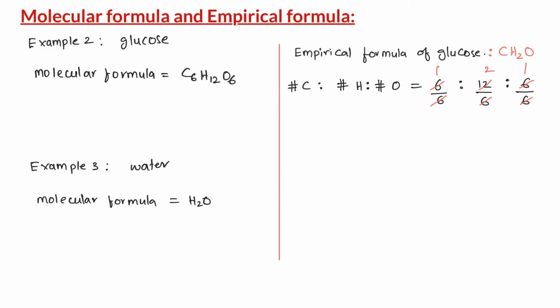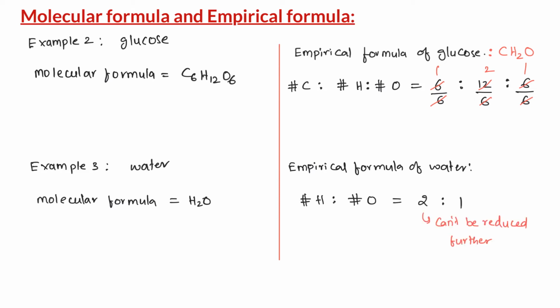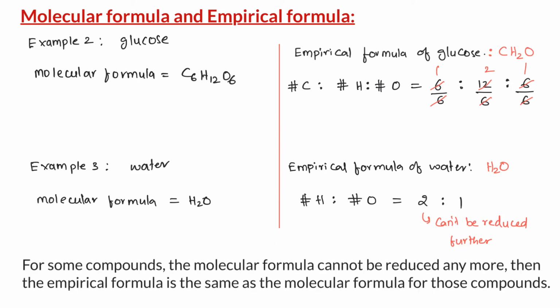Now let us calculate the empirical formula for this molecule. The ratio of hydrogens to oxygens is 2:1. And this is the simplest ratio we can get. Therefore, the empirical formula can be written as H2O. Note that for some compounds, the molecular formula cannot be reduced anymore. Then, the empirical formula is the same as the molecular formula for those compounds.